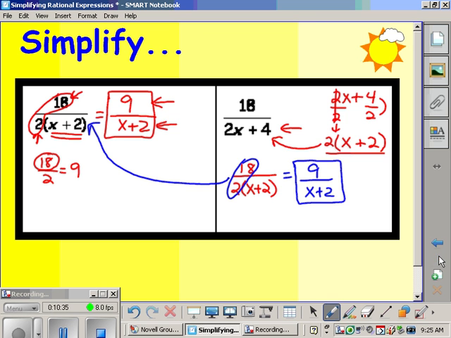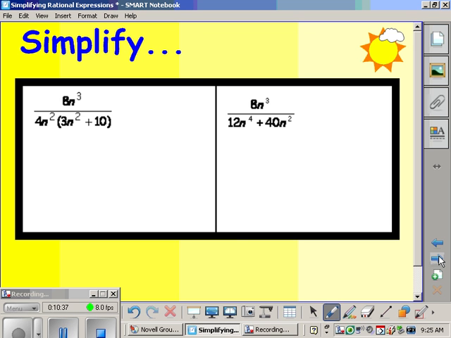Okay, let's look at a similar example to that. Notice in this one, the one on the left has already been factored for you. The one on the right has not. So I'm going to show you the one on the left first.